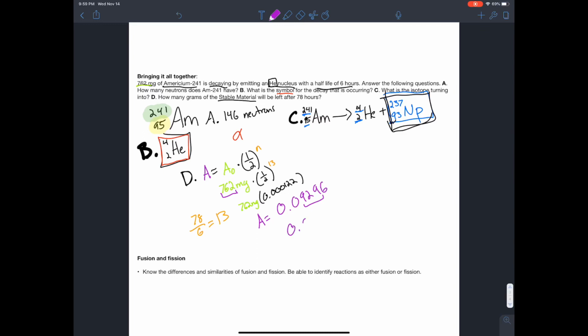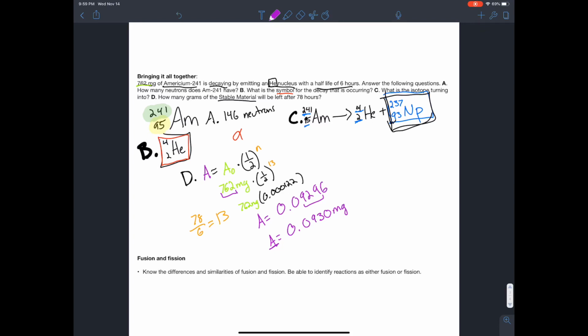So 0.0930. Okay, and our units here are still milligrams. So what do we know now? Normally this would be it, but we're not done. Right now we know this is how much of the isotope, the radioactive isotope, remains. So how much of the stable product remains?